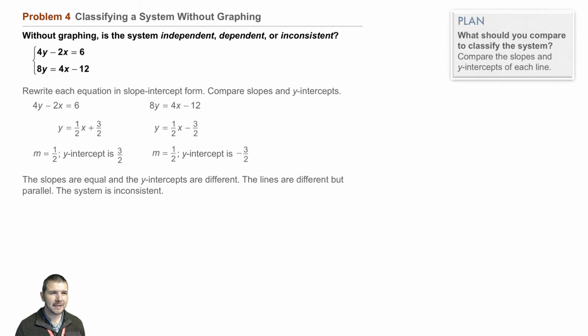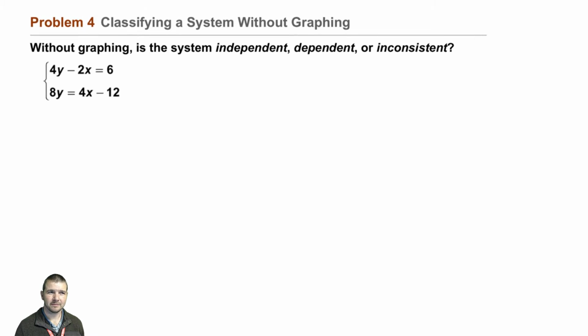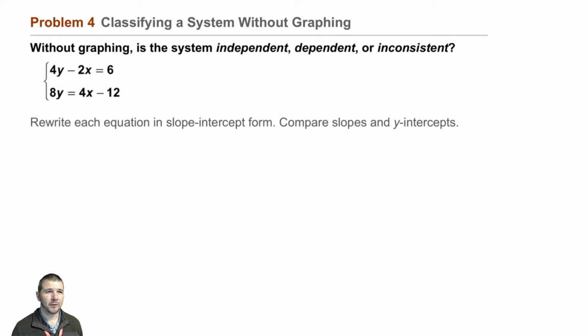Problem 4. Classifying a system without graphing. Without graphing, is the system independent, dependent, or inconsistent? Well, we have two equations. Consider 4y minus 2x equals 6 and 8y equals 4x minus 12. What we want to identify are the slopes and the y-intercepts of the lines represented by each of these equations. We can do that much more easily if each equation is written in slope-intercept form. So that's our first step. Rewrite each equation in slope-intercept form and compare the slopes and y-intercepts.